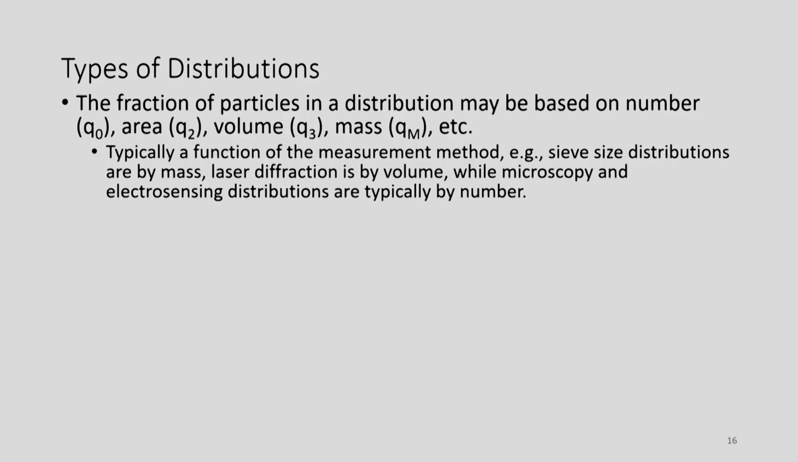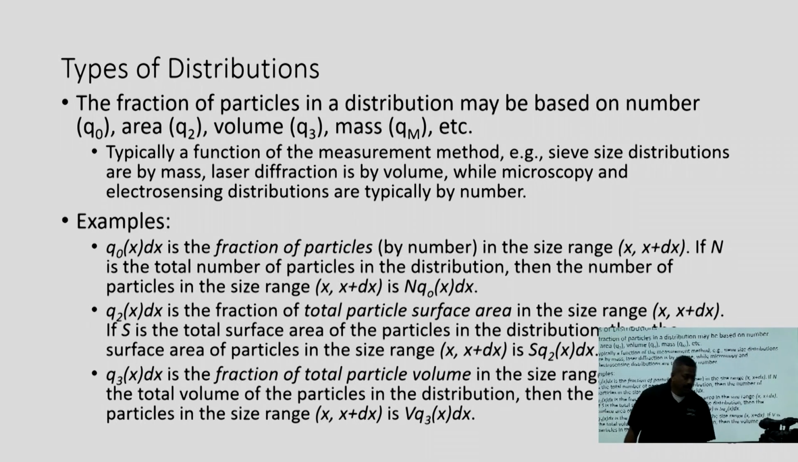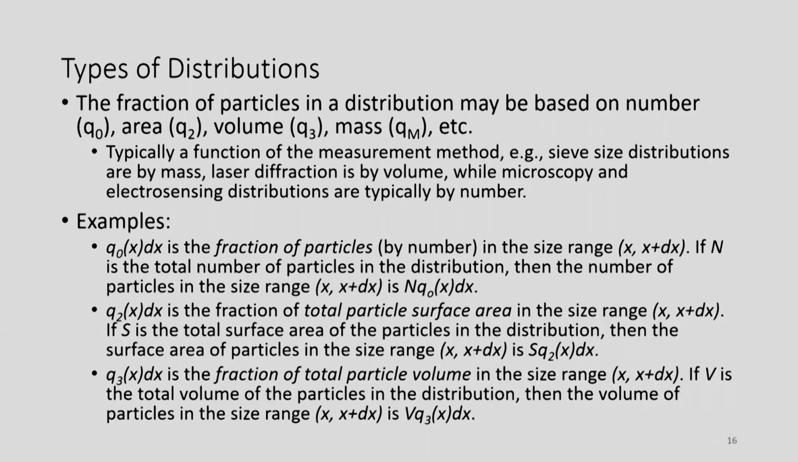So again, types of distributions, we briefly talked about this, right? Number, mass based, volume based, area based, etc., right? So depending on the measurement method, the type of distribution that we obtain will also be different, right? You can convert from one distribution type to another too. For example, if you have a mass based distribution that you get from sieve analysis, you can convert that into a volume based distribution too, okay.